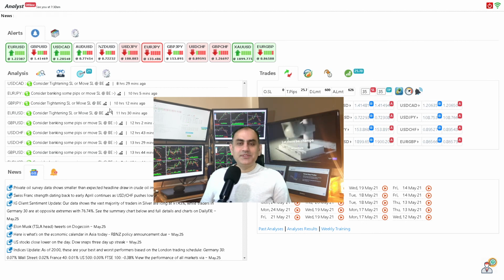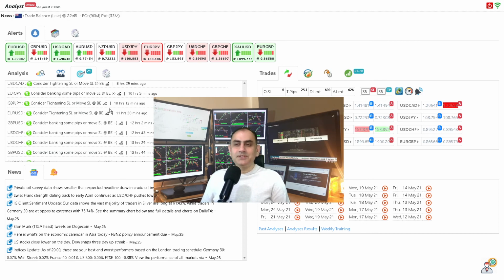And once they develop the trading skills in real time, banking good pips, then we can open the door for them to get funded by prop firms.